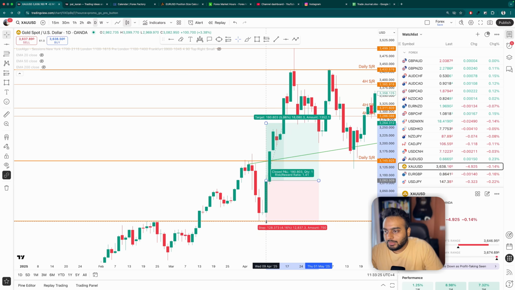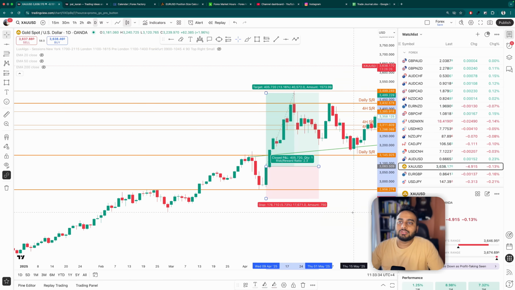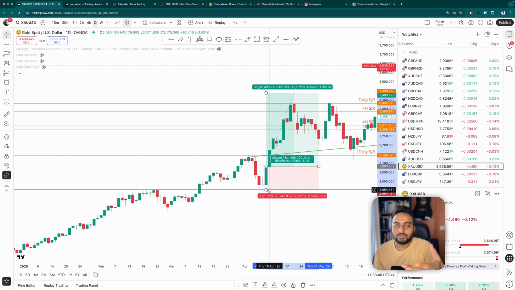So let's say we have a support, we give some distance, and we have more than 1 is to 2, which is a great risk to reward. I know it's not 1 is to 3, 1 is to 4, but don't get greedy when you're starting in trading. Don't get greedy at all. Don't keep your stop losses too tight. I can keep my stop loss tight right here, and call it 1 is to 3.